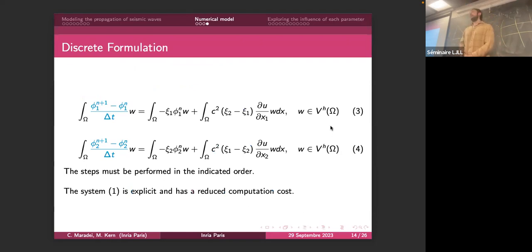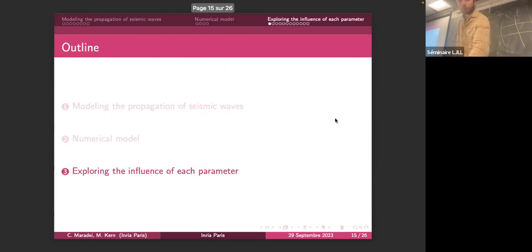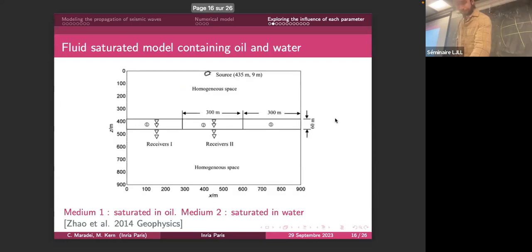And it has to be performed at each time step sequentially. We have to first solve the first one and then compute U, and so on. In those 4 systems, only the first one is explicit, so it's not really costly and it's easy to solve. But the 3 other ones, we really have to solve them, and it's costly. So adding PMLs to the formulation adds a lot of computational cost as well. So that was the scheme we used.